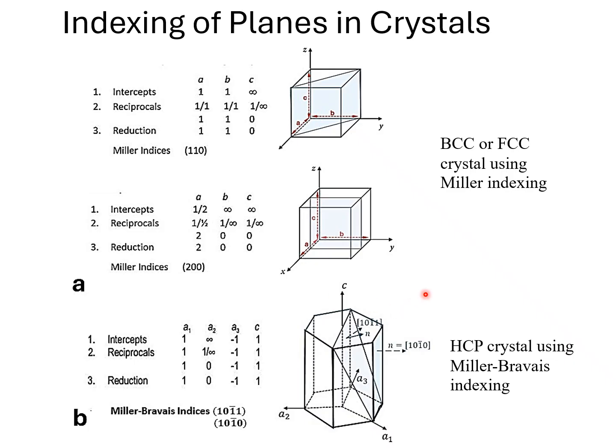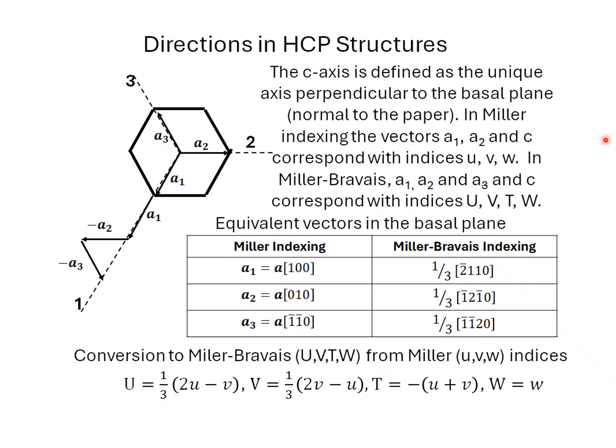For hexagonals, it becomes a little more complicated because we have this anisotropic structure with a unique C-axis. It is isotropic within the basal plane, but we have this basically anisotropic crystal structure, and then it becomes more complicated.